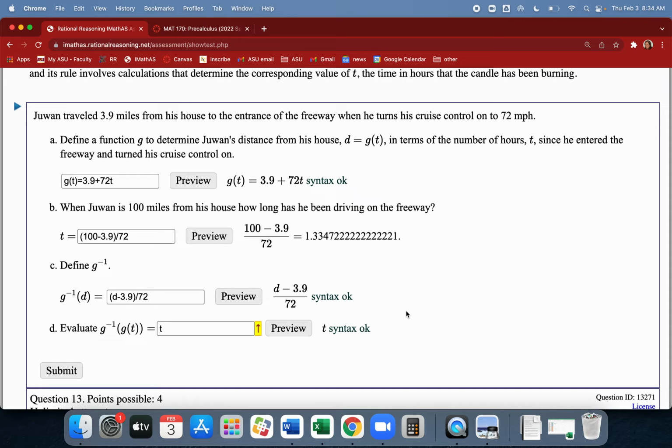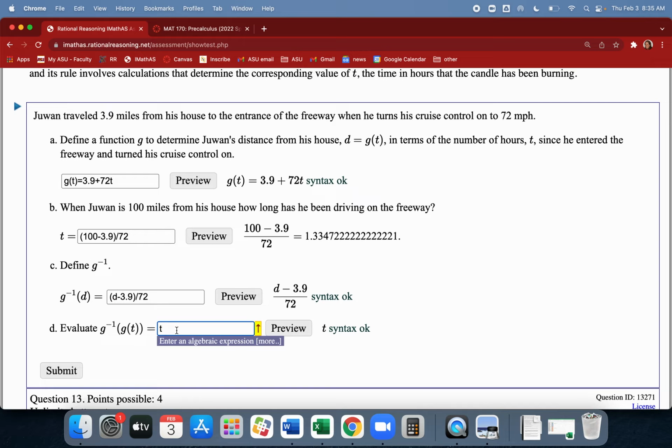I don't have to do any fancy solving. Now, if you really want to substitute g of t's formula into g inverse in place of this d, you can do the algebraic simplification. The g function rule is 3.9 plus 72t. If I put that in here, the first thing I do is subtract 3.9, so it'd be down to 72t. And then divide by 72. Oh, so that would be back to t.